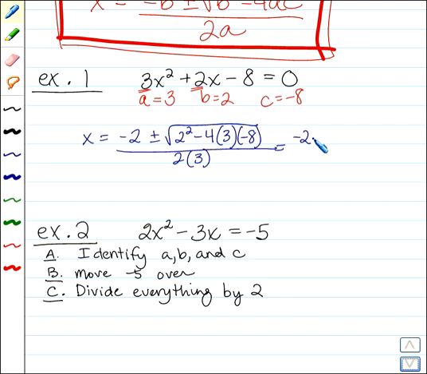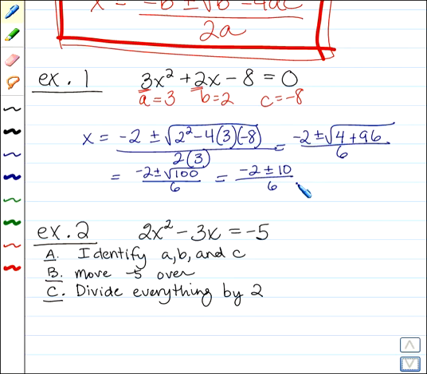So it's negative 2 plus or minus the square root of 4, and here we've got minus 12. Well, 4 times 3 times 8 gives us 96, right? 12 times 8, 96. And there's a negative and a negative, so it turns into a plus. All of that over 6. So we get negative 2 plus or minus the square root of 100 over 6. So negative 2 plus or minus 10 over 6.